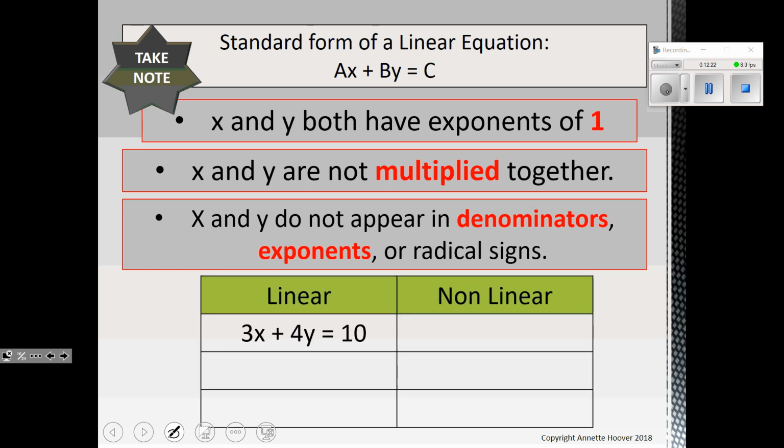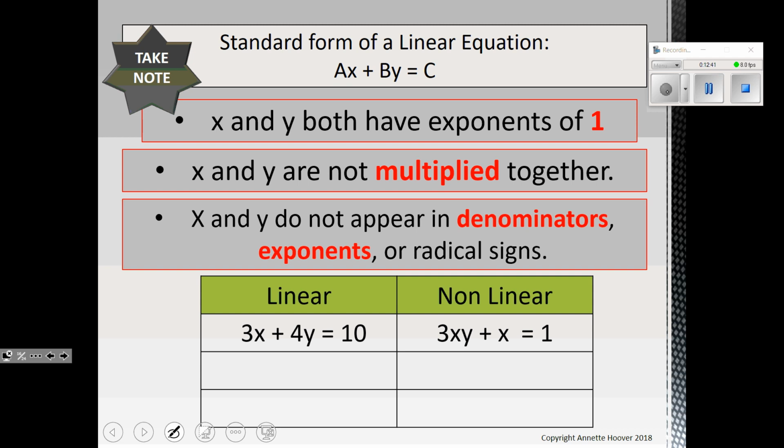So let's look here. This is a linear equation. We have the x term, we have a plus sign, we have the y term, and on the right side we have what's called the constant. That is a good linear equation. There are no exponents other than 1 on the x and y.